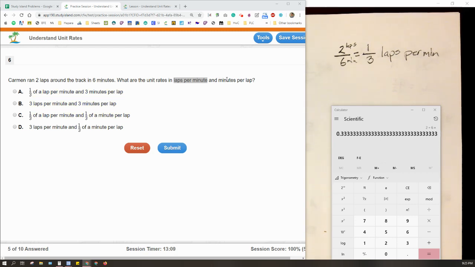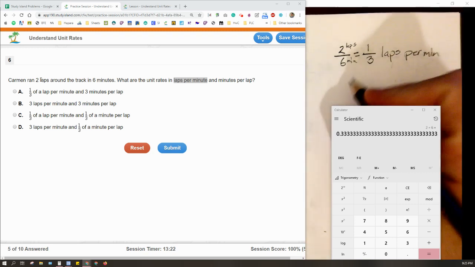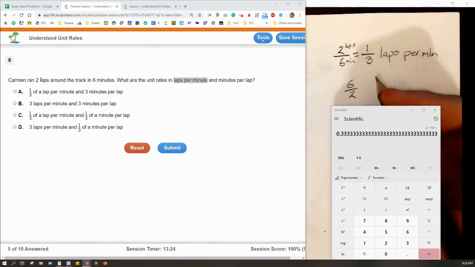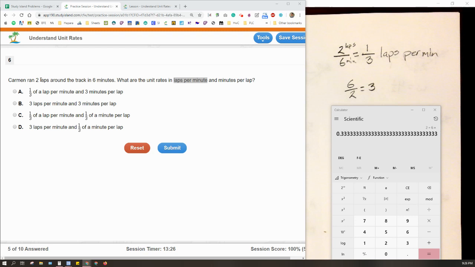We have to do minutes per lap. Well, how do we calculate minutes per lap? Easy. It says minutes per lap. So we do minutes divided by laps. So how many minutes? 6 divided by how many laps? 2. 6 divided by 2 equals 3. You could use your calculator if you need to, but I really hope you know that 6 divided by 2 equals 3.